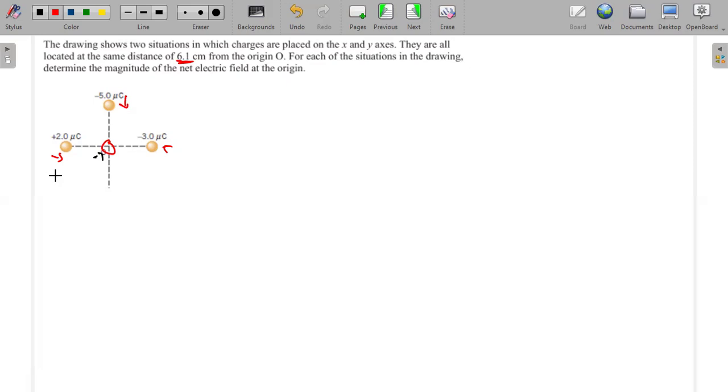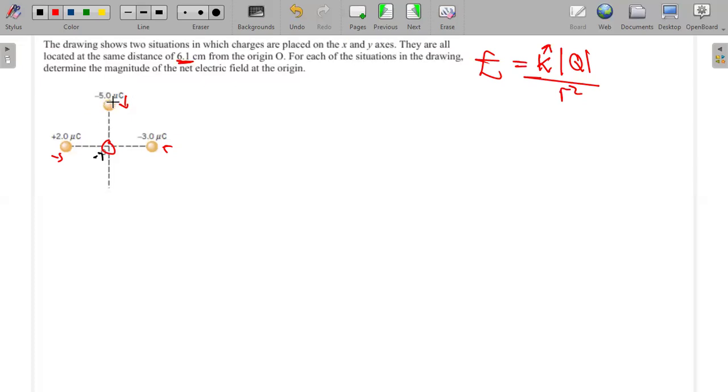In order for us to get the net electric field at the center O, we're going to find the vector sum of the individual fields from our multiple point charges. So how do we calculate the electric field due to a point charge? Electric field is equal to K Q over R squared, where K is the Coulomb constant, Q is the magnitude of the point charge itself, and R is the distance from the point we are referring to. In this particular case, it's from the origin.